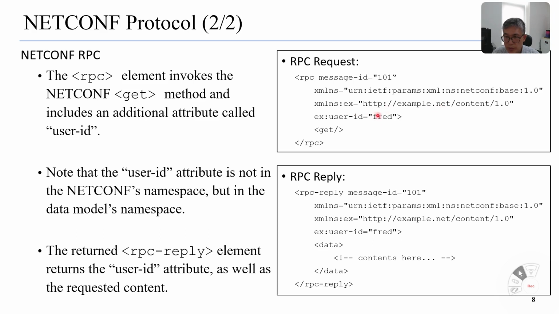Especially we are using the additional attribute called user ID. In that case we can define it using a YANG data model. We can define this one, and then we can get the actual value of user ID using the RPC reply.